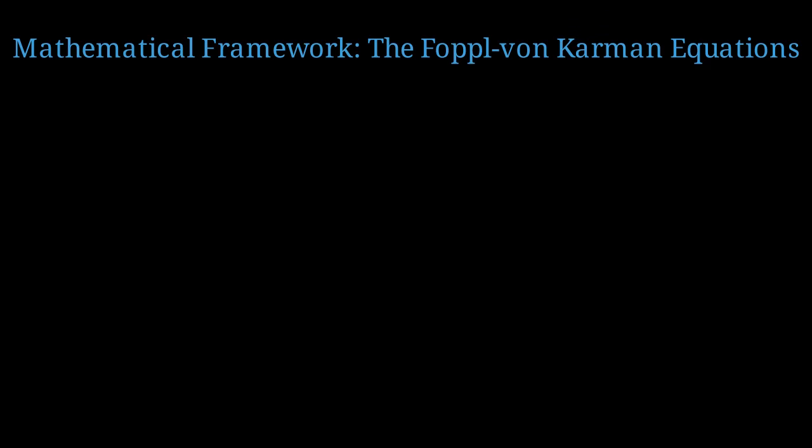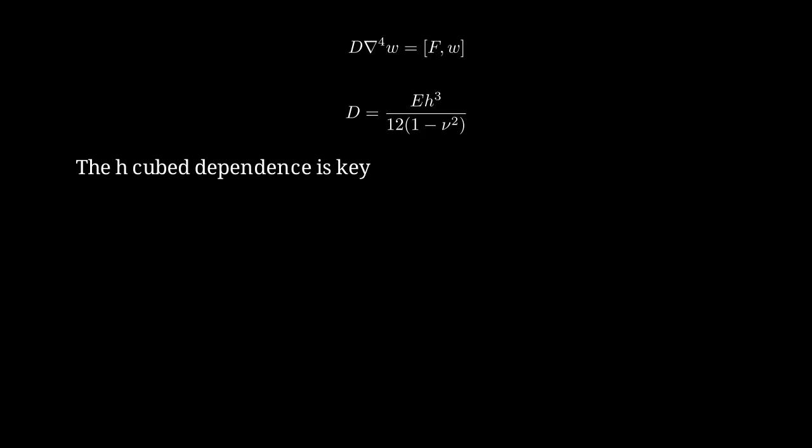For those interested in the rigorous mathematical framework, the behavior of thin films is governed by the Föppl-von Kármán equations. These equations couple stretching and bending in thin elastic sheets. The simplified form is D nabla to the fourth, W equals F comma W. Here D is the bending stiffness, W is the out-of-plane displacement, and the bracket represents the coupling between stress and curvature. The bending stiffness D equals E h cubed over 12 times 1 minus nu squared, where nu is the Poisson ratio. Notice again the h cubed dependence in the bending stiffness.